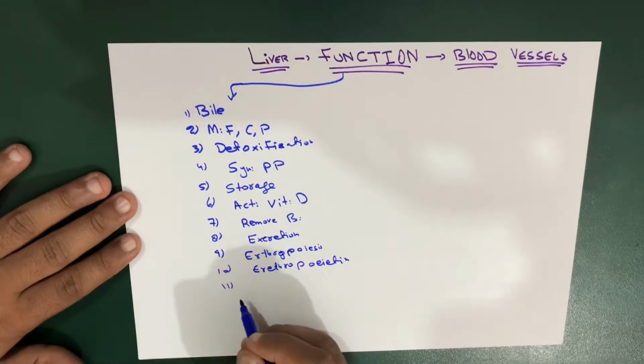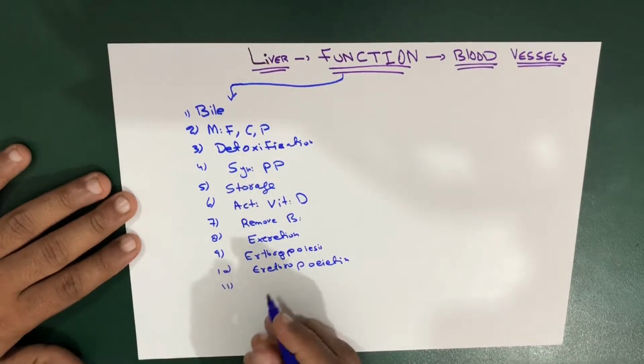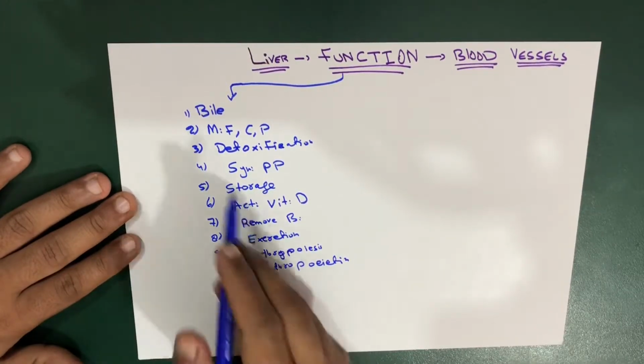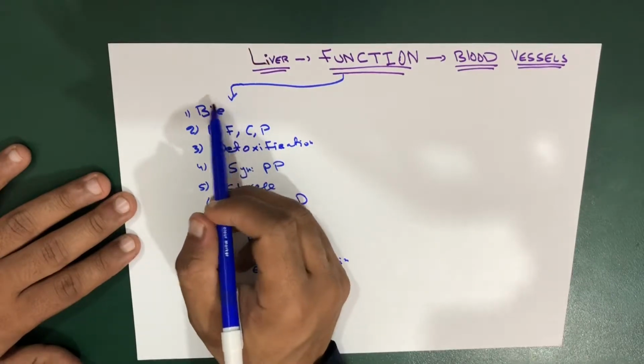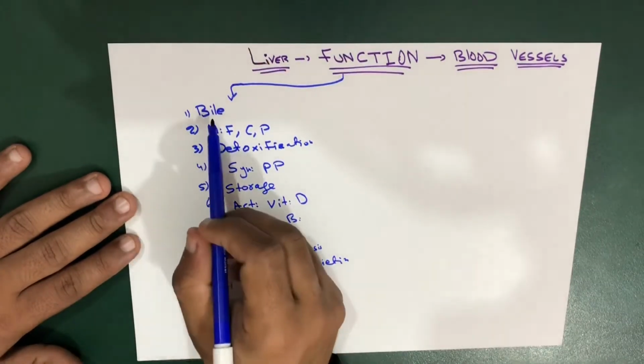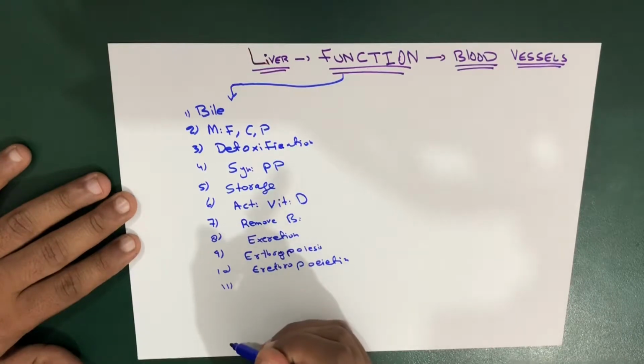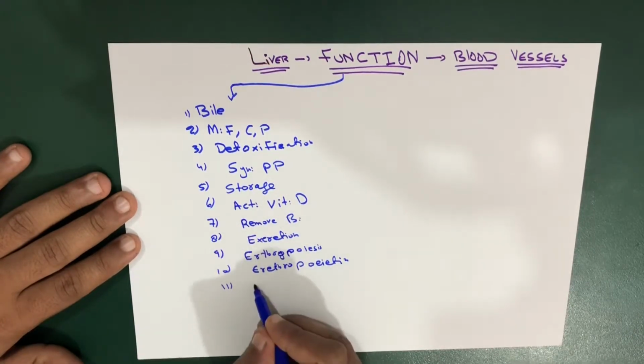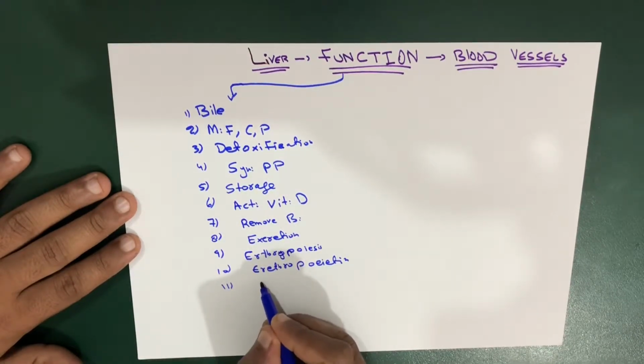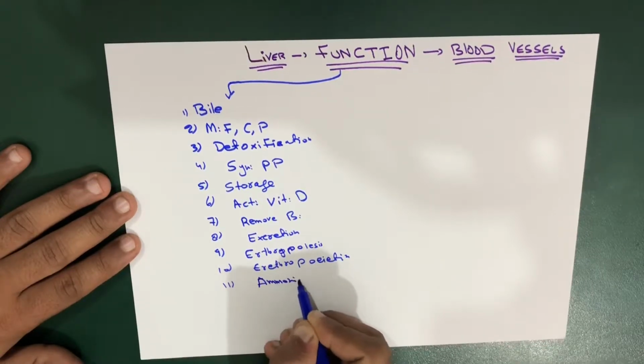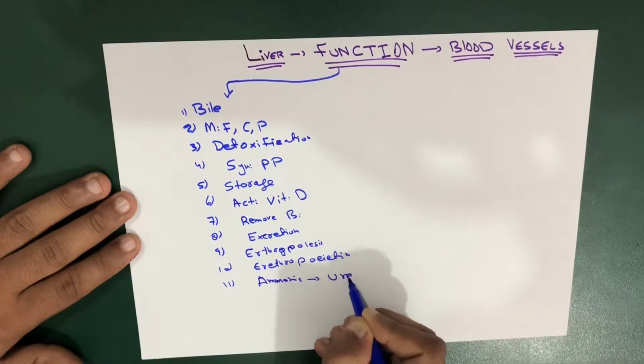The eleventh function is the synthesis and secretion of bile salts, very well known. I have talked about that already in this section. They secrete the bile and also the bile salts, and the formation of urea from ammonia. It forms urea from ammonia, which means ammonia is converted into urea in the liver.